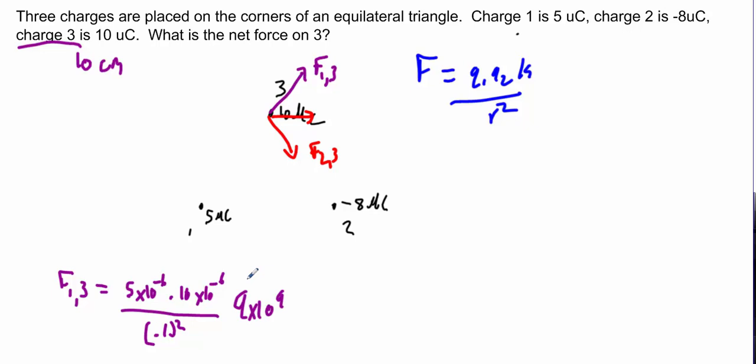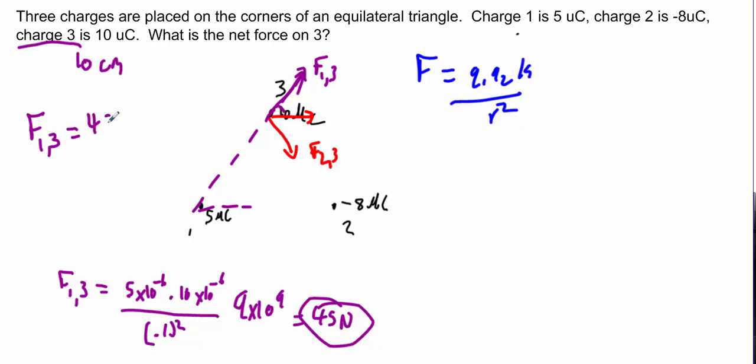Now 5 times 10 is 50, and so I have 50 times 10 to the negative 12 divided by 0.1 squared. And then I have to multiply that by 9 times 10 to the positive ninth, and that gets me a force of 45 newtons. Now what direction is that? Well, that is along this line, which is a 60-degree angle above horizontal. So I'm going to say F1 on 3 is equal to 45 newtons at 60 degrees.